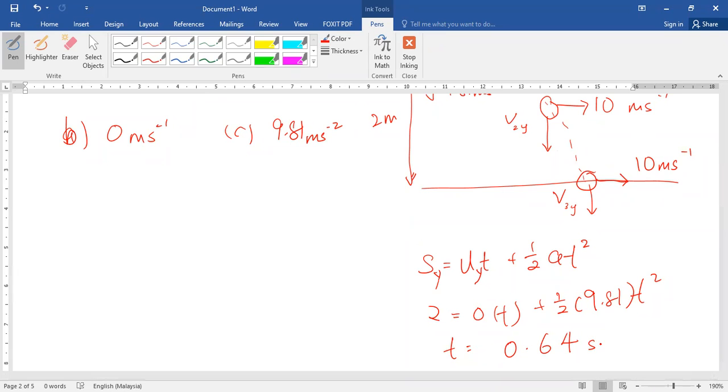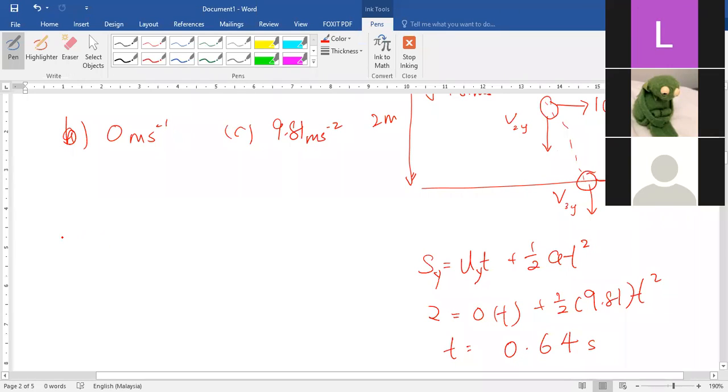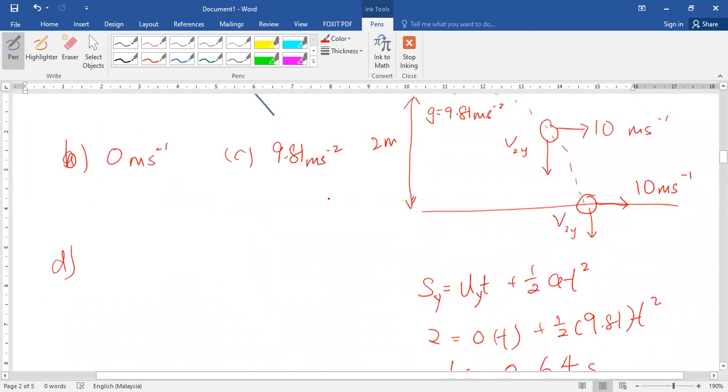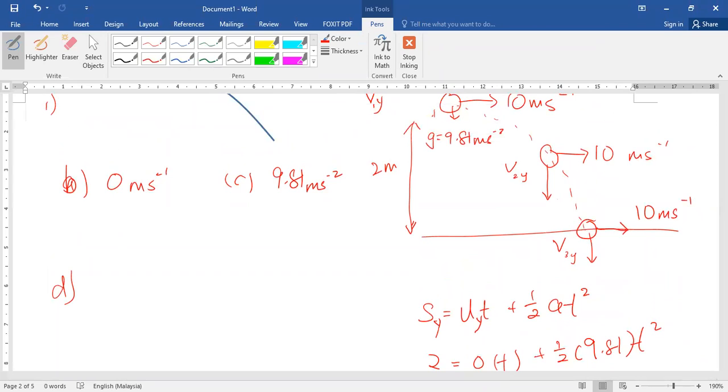Okay, so that means that the time taken is equal to 0.64 seconds. Part D, we want to find... sorry, let me see what the question wants us to find. The how far when the ball hit the ground. Okay, that means that we want to find out how far, right? So what is the S?